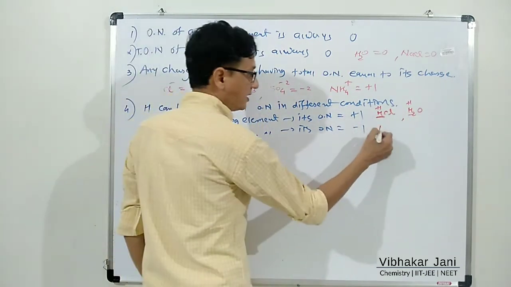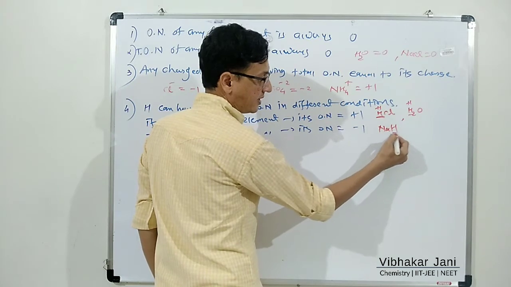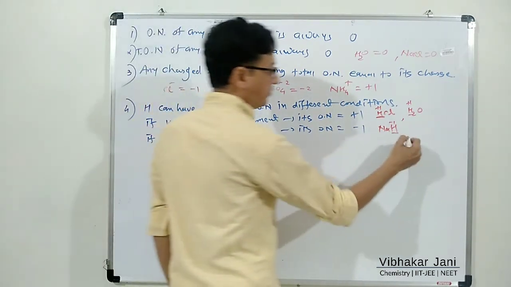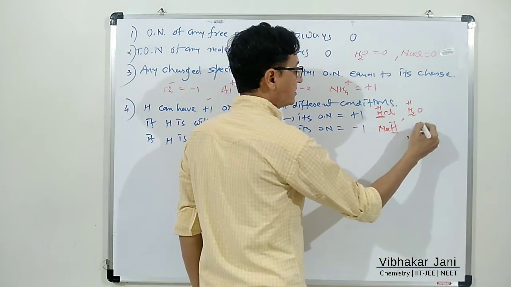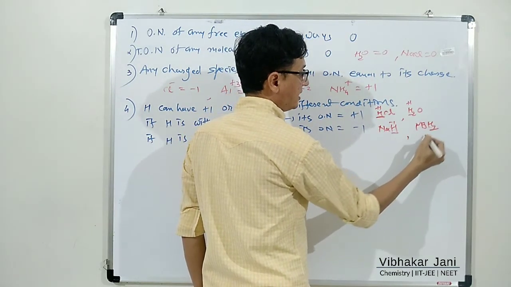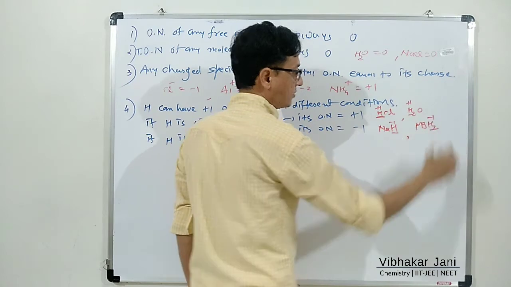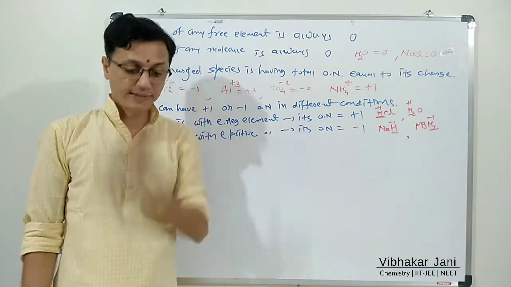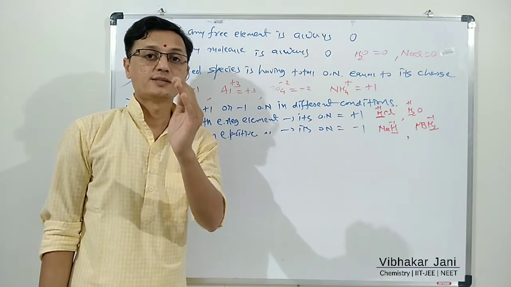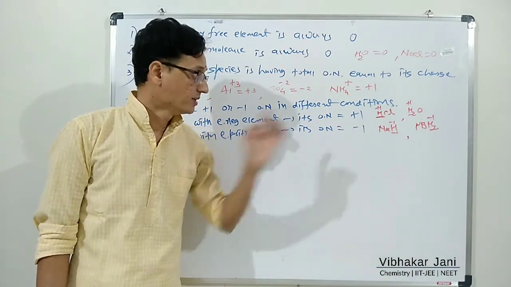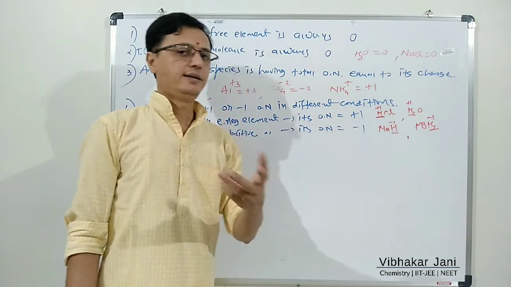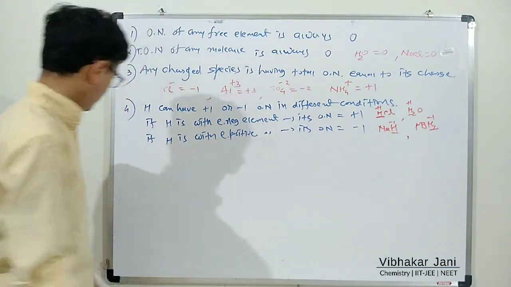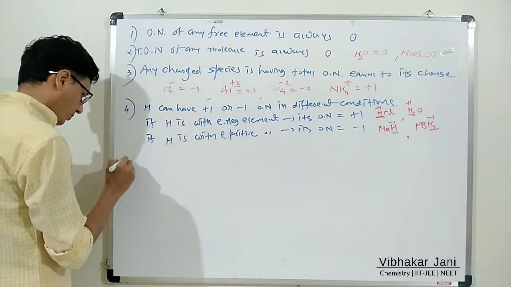But if hydrogen is attached with sodium, NaH, then this hydrogen is having oxidation number -1. If you consider hydrogen with magnesium, MgH2, then the same hydrogen is having oxidation number -1. So, if hydrogen is attached with metal, its oxidation number is considered as -1, and if it is attached with non-metal, then its oxidation number is considered as +1. Okay, now one more important thing.